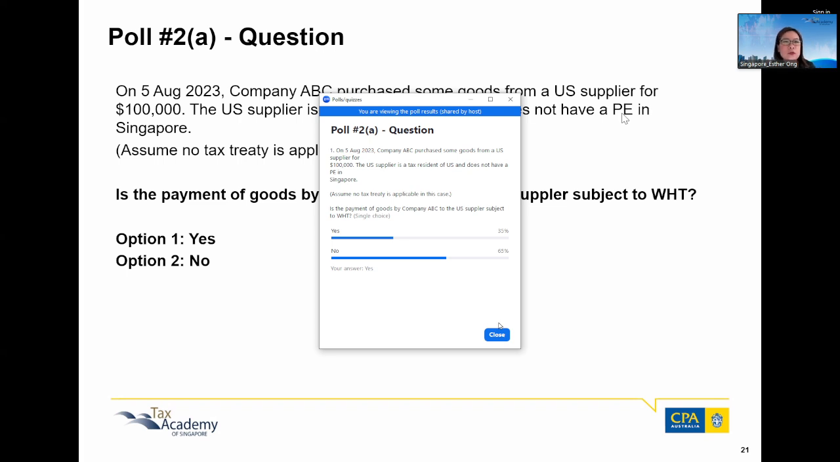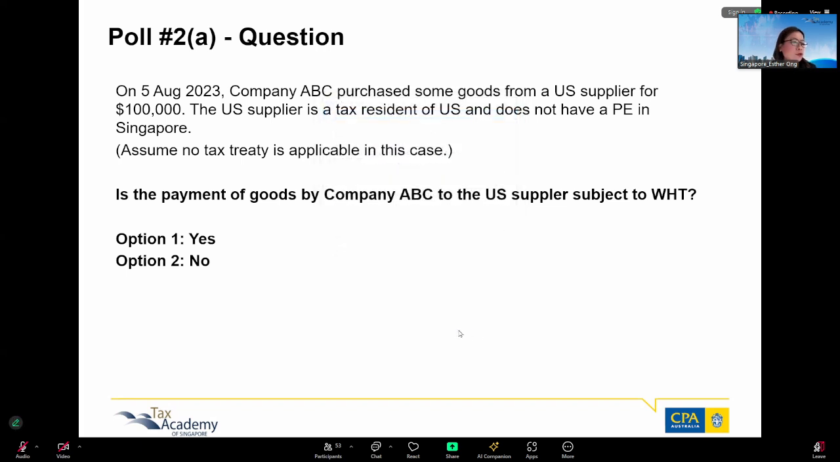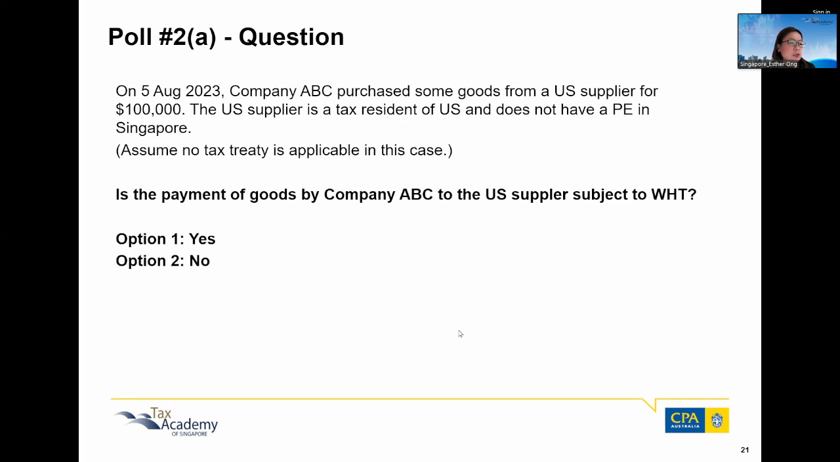The answer should be option 2, no. I think most of you got the question correct. And why is it no? The way to look at this question is that we are talking about the purchase of goods from a US supplier. Is this type of payment covered under section 12.6? The answer is no, because 12.6 is about loans or indebtedness and interest. Payment made for the purchase of goods from a non-resident is not a payment which falls under any particular provision under section 45 to 45A of the Income Tax Act. So the answer should be no.